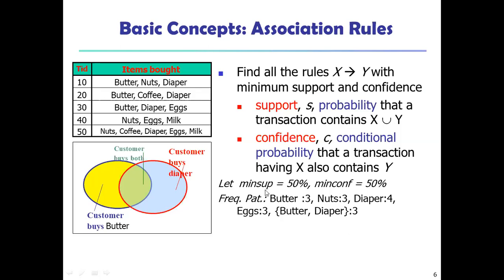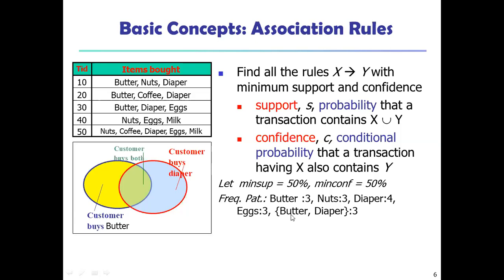So let's say minimum support is 50% and minimum confidence is 50%. The frequent patterns are: butter 3, nuts 3, diaper 4, egg 4. That is the total number of times that particular item appears in our data set. Butter occurs 3 times, 1, 2, 3. Nuts, 1, 2, 3. Likewise, diaper occurs 4 times in the data set, 1, 2, 3, and 4.